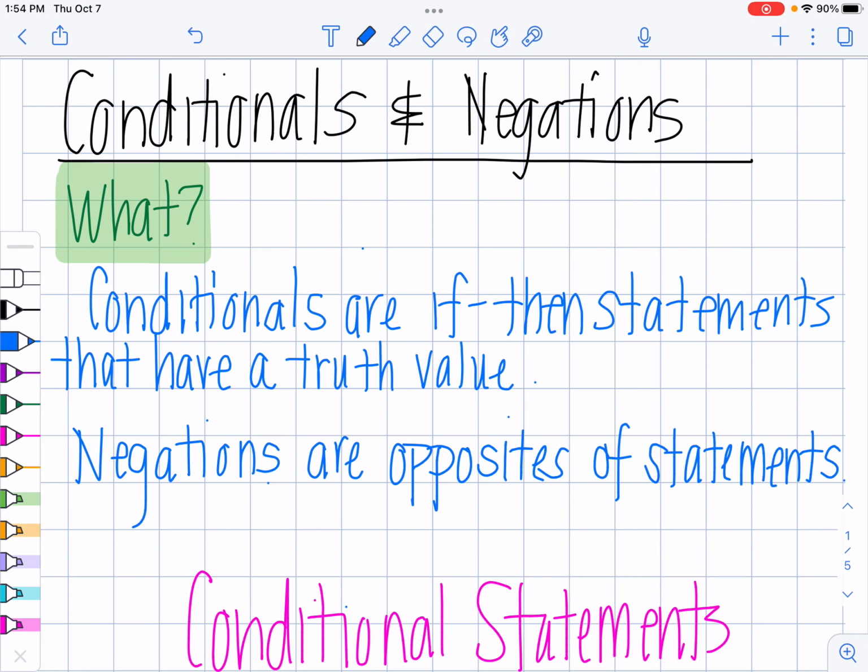So first we just have to learn what they even are. Conditionals are what we call if-then statements, and they have what's called a truth value, which means the statement can either be marked as true or it can be marked as false. The other thing we're going to talk about are negations, which are just the opposites of statements that we make. In order to talk about that, we first need to dive more into what a conditional is and how it's made up.